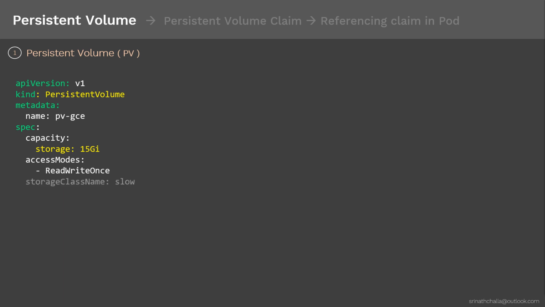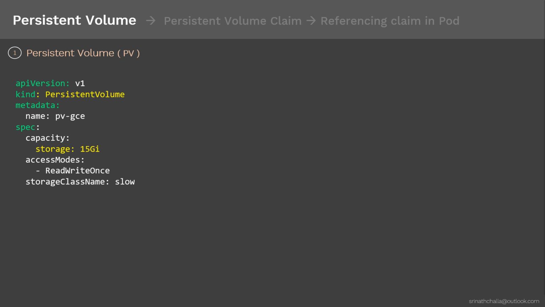Then next comes the storage class name. This is kind of a tag you are giving to the backend storage. For example, if you have SSDs, then you can define the storage class name as fast. If you have regular magnetic disks, then you can define the storage class as slow. And also, this plays a critical role when defining the persistence volume claim, and we'll discuss that in the next few minutes.